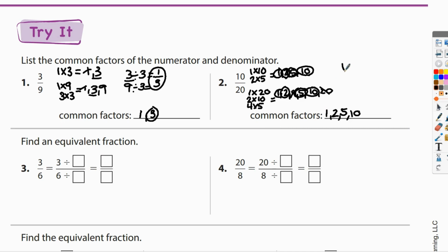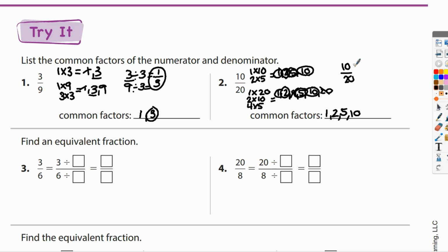If I wanted to break down 10/20 to its lowest form, I would then choose one of these numbers, right? Then I could divide by 2, I could divide by 5, or I could divide by 10. Now, the only difference is we're just dividing. Right now, we're not looking for greatest common factor or least common factor.